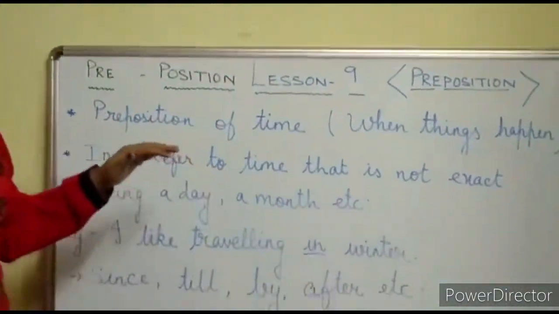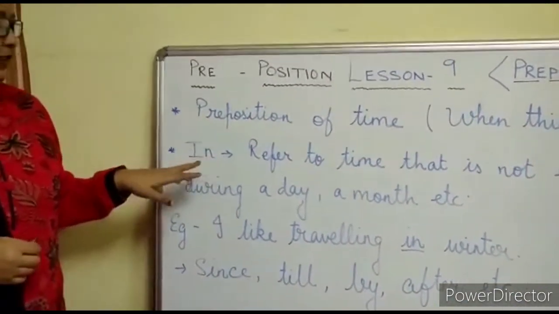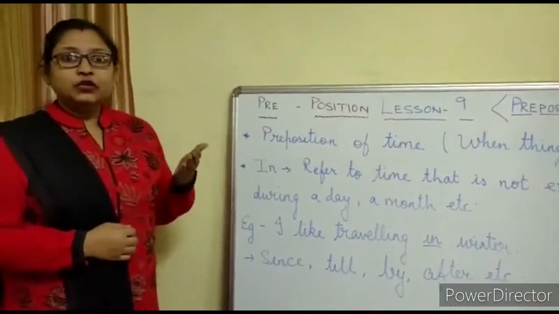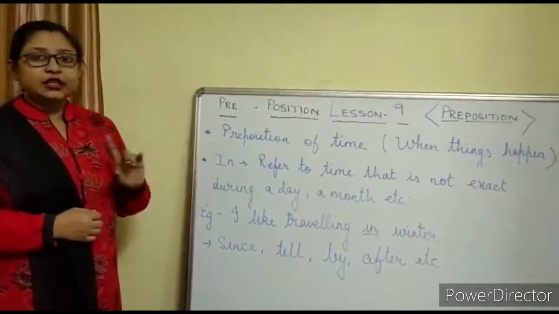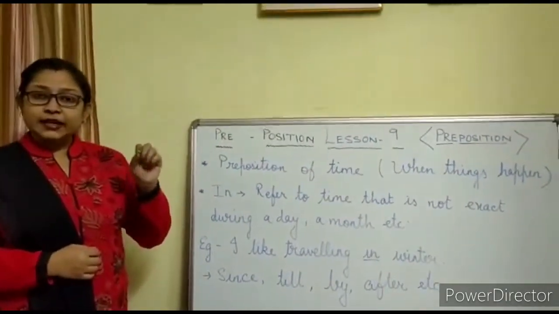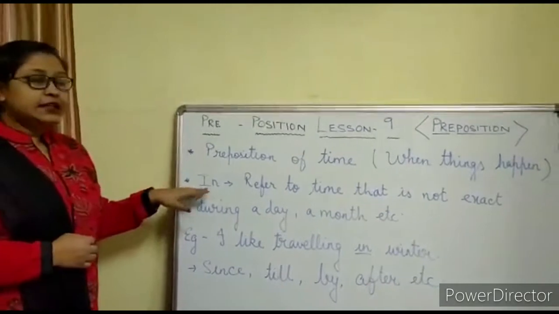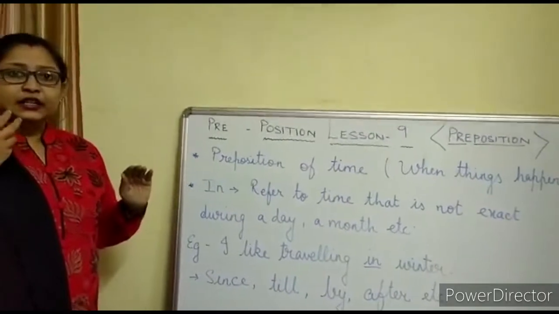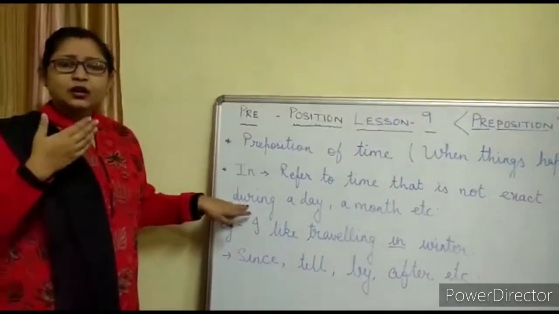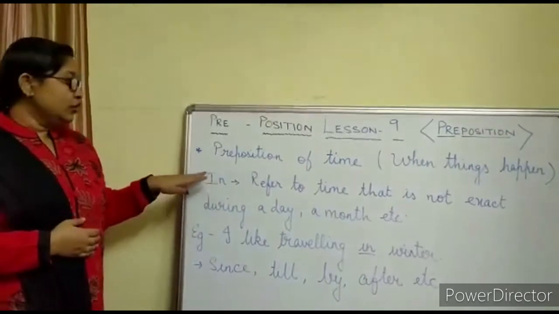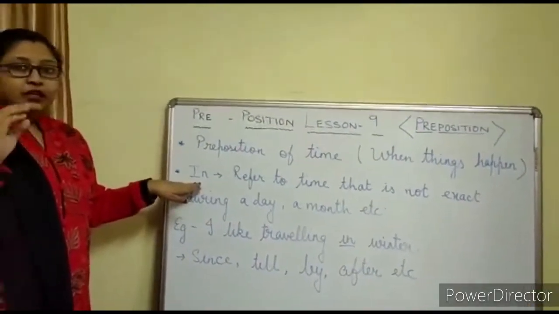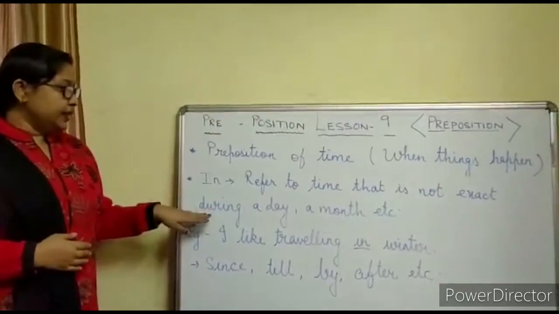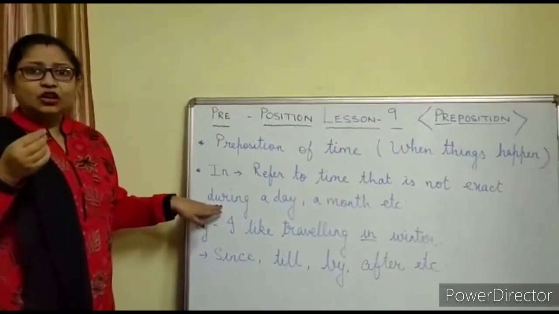Now the last example of preposition of time is in. Now here I have written it, see. Preposition of time, the last is in. Now where do we use in? In refers to time that is not exact. Like at, we are using at exact time. But in is used to refer to time that is not exact. That means it tells the duration, that is during a day or a month or a week. So in is used to refer to the time that is not exact but during a day, month or maybe week.